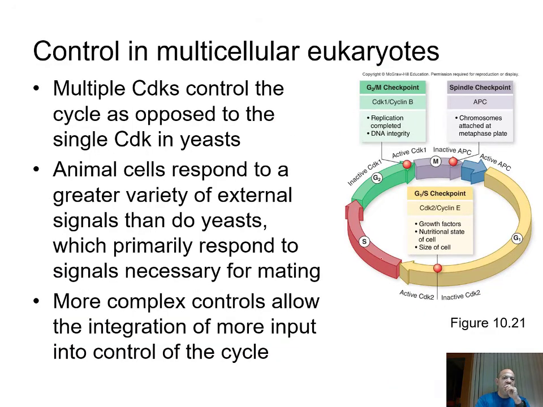Okay, so when it comes to eukaryotic organisms that are multicellular, things are even more complex. A lot of the stuff we were talking about was discovered in yeast, and that provides a good model for understanding more complex situations. One big difference here is that in yeast, they only had one kind of cyclin-dependent kinase at the G1/S checkpoint, and the same thing at the G2/M checkpoint. There was only one kind of cyclin-dependent kinase.